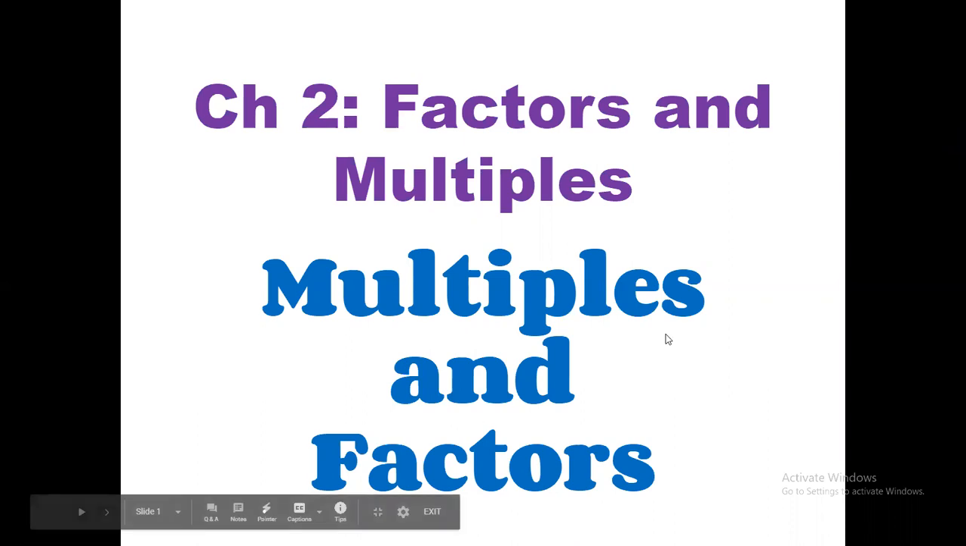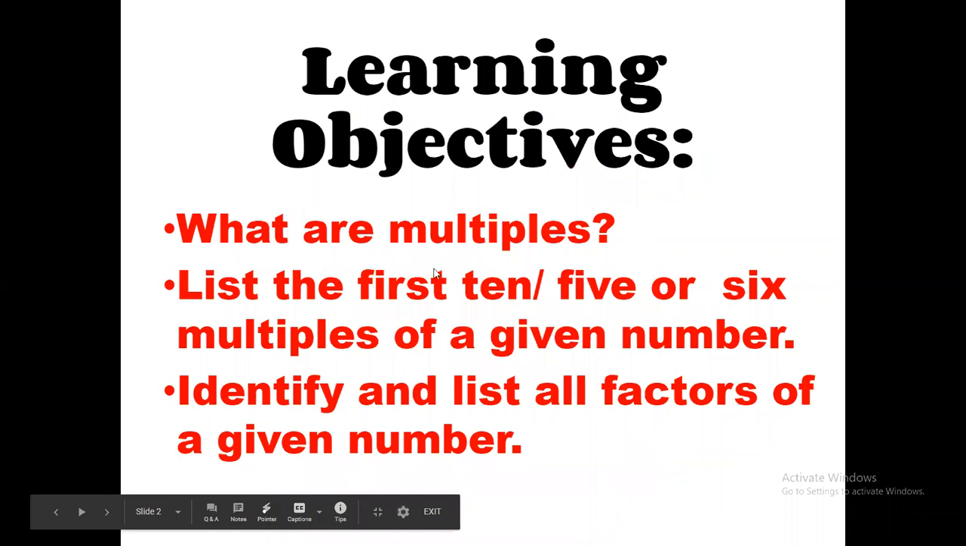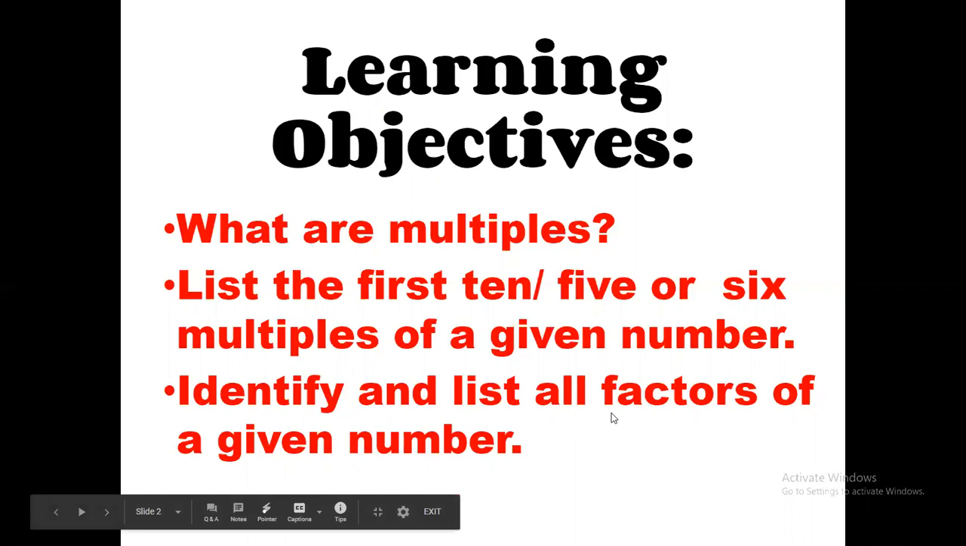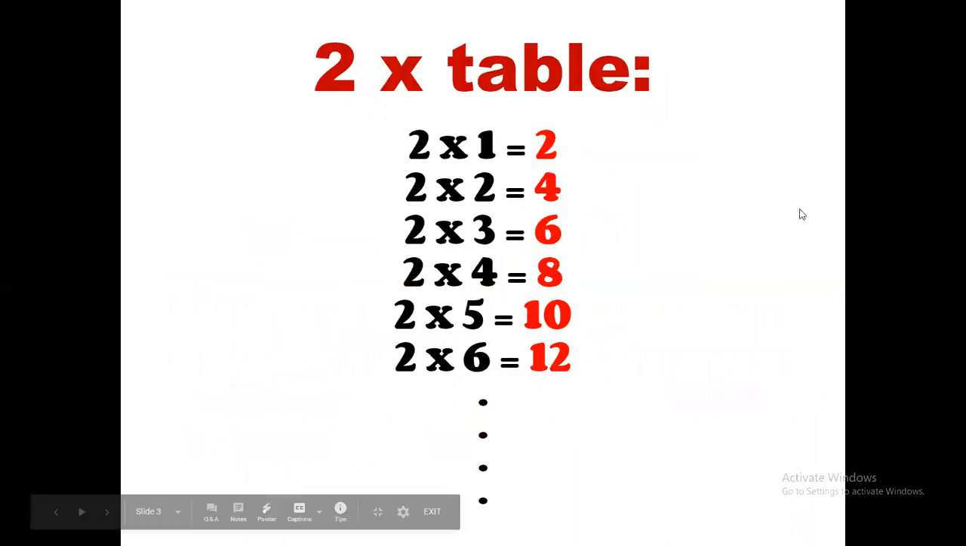What are you going to learn in this session? Over here, you are going to learn the meaning of multiples, what basically multiples are, and then you have to list the first 10, 5, or 6 multiples of a given number. It can be any. They can ask you to write down 3, 4, 5, or 6 multiples of the given number, but you should know the meaning of multiples. Then you have to identify and list all the factors of a given number. First, we will understand what factors are, and then we will learn how to list the factors of a given number. So let's start our session.